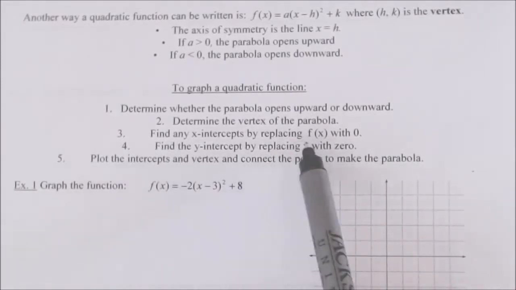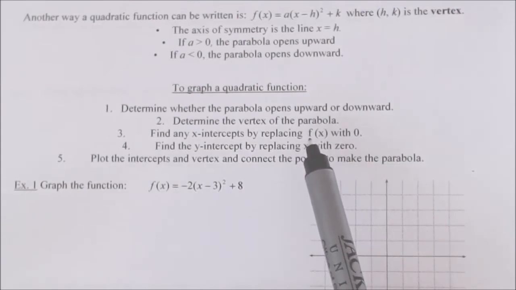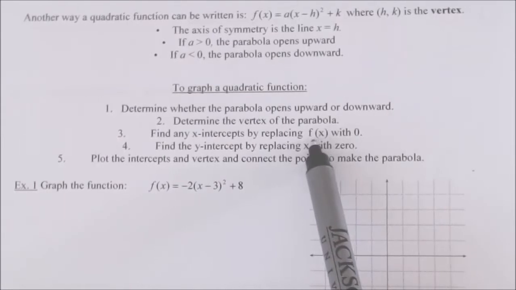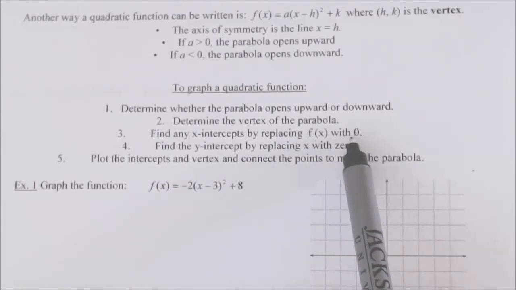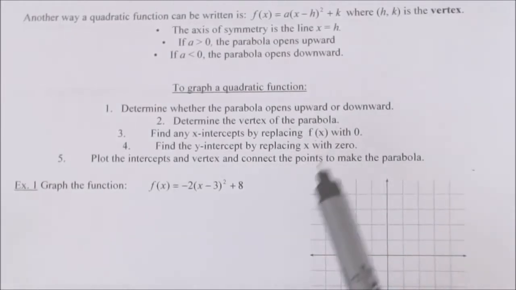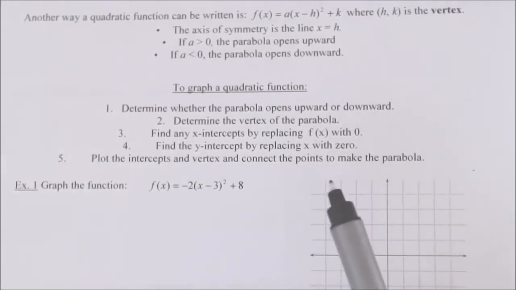Find any x-intercepts. Remember in the last chapter we talked about with lines, to find an x-intercept we replace y with 0. Same thing, remember f of x is the same as y, so we replace that with a 0. To find the y-intercept, remember we replace x with a 0. That's going to come up quite a bit in this chapter, finding intercepts, so remember that.